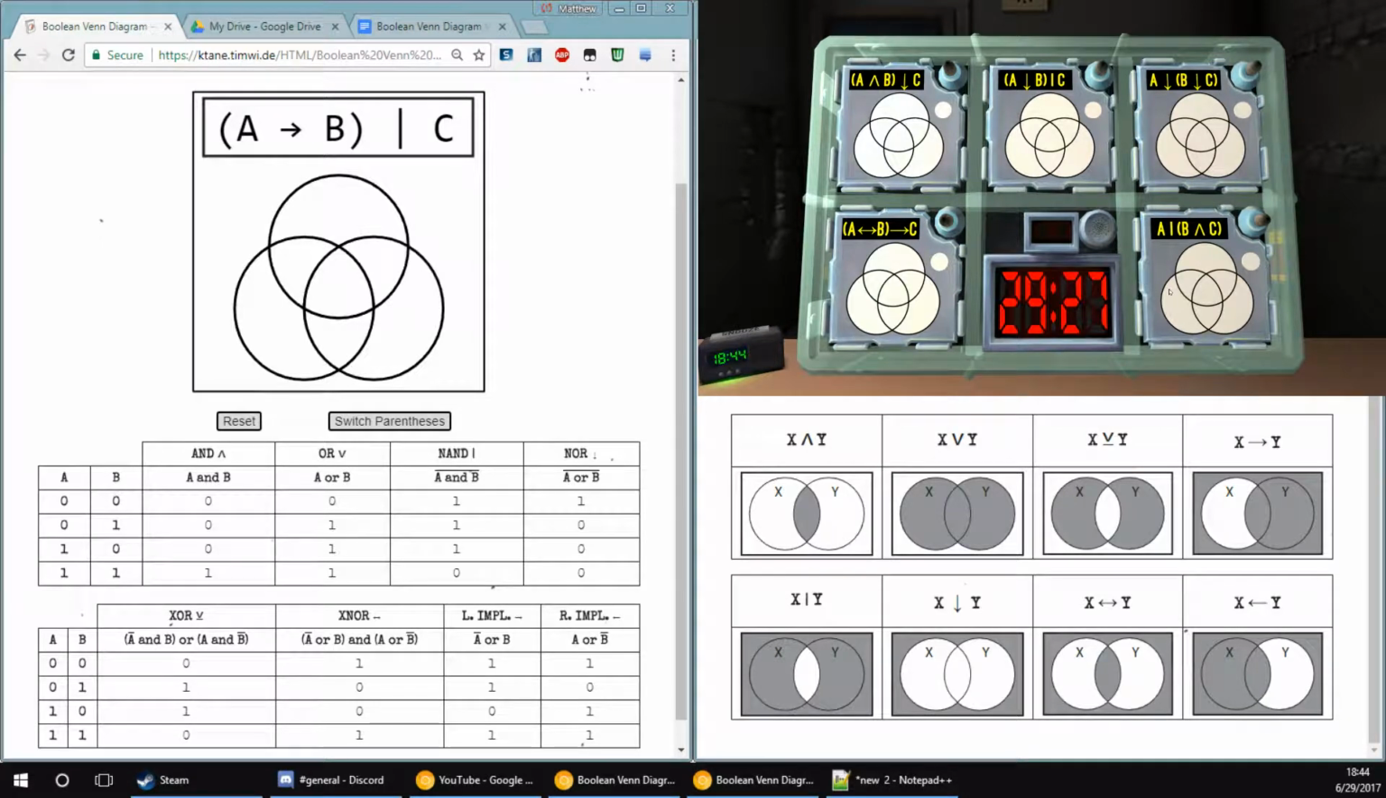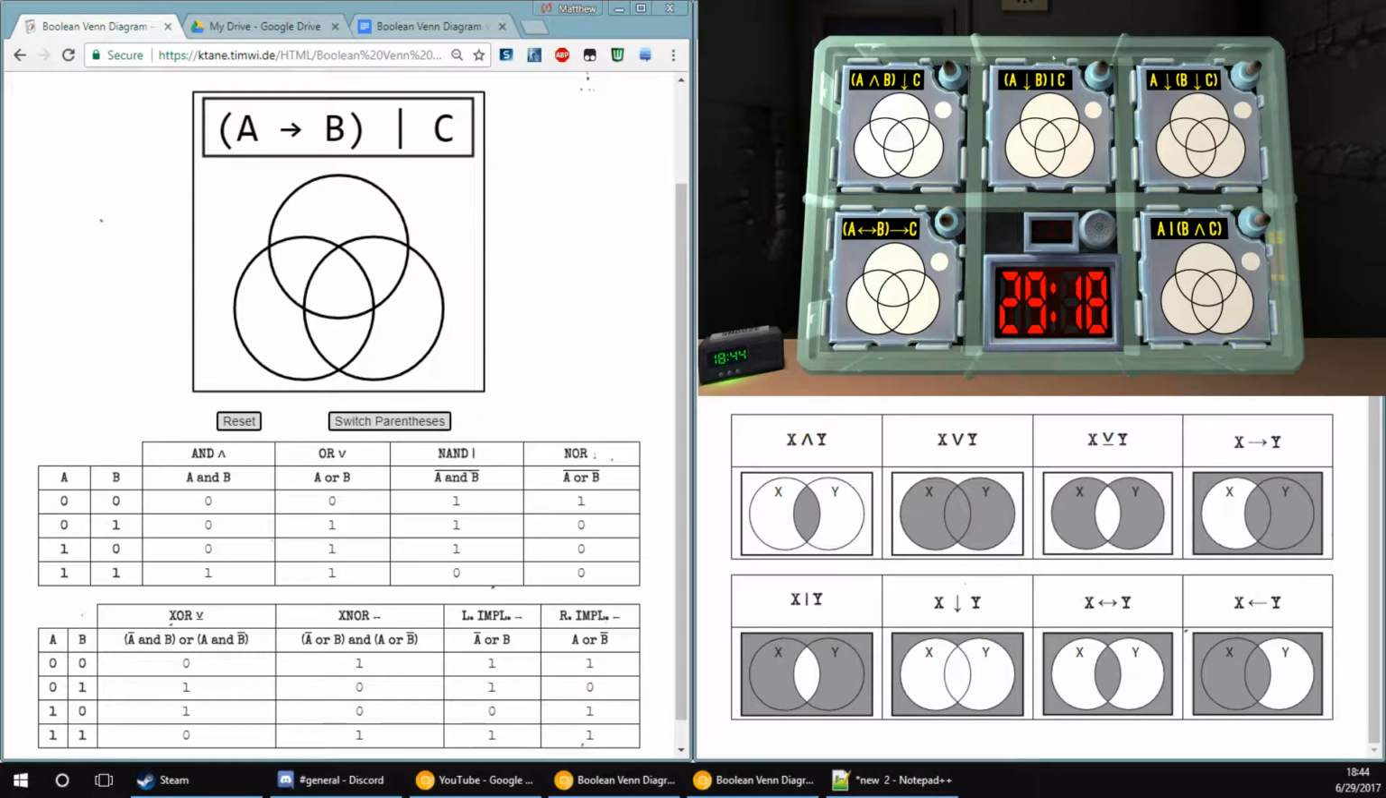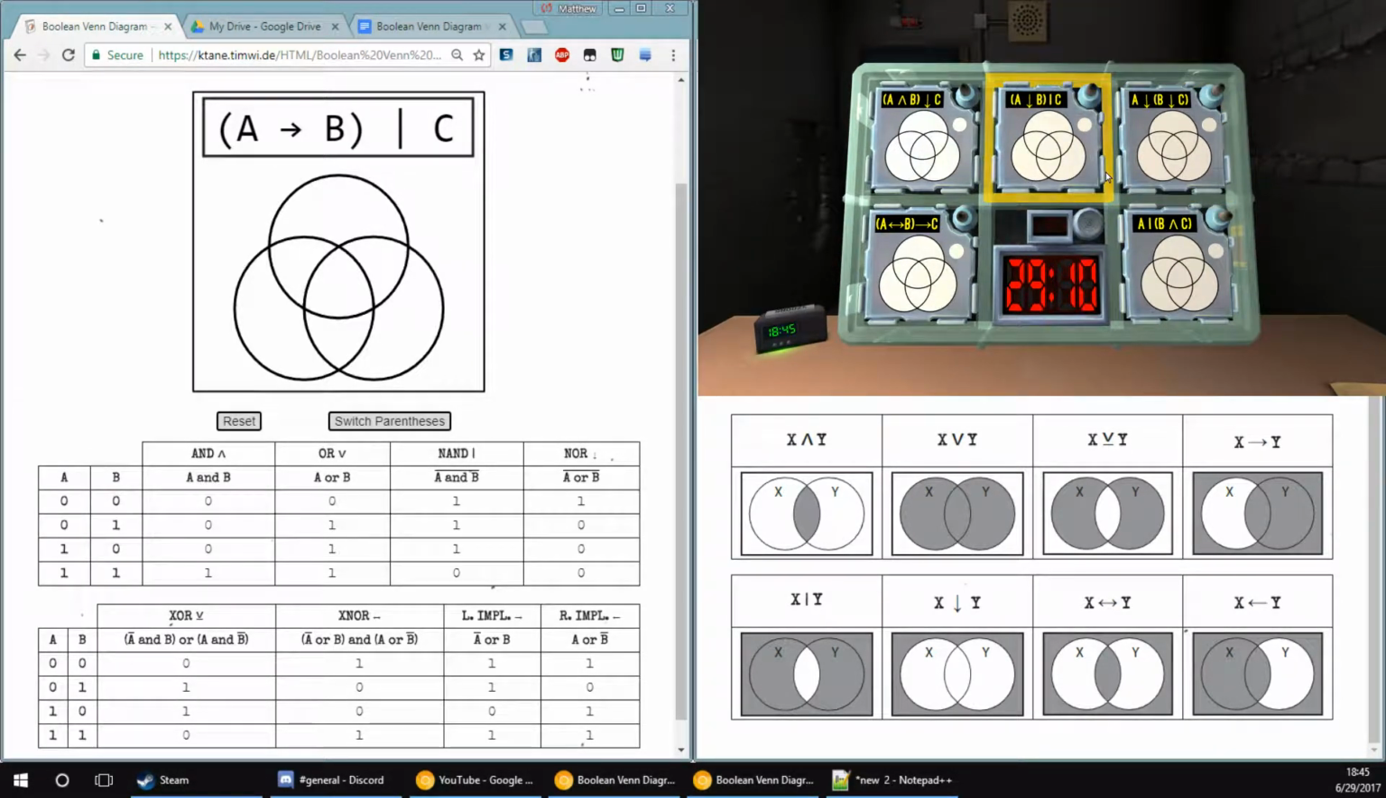Hello. Recently I've gotten a few requests to see how I actually solve Boolean Venn diagrams since I made it. So I'm actually going to make a video on how I personally solve them. So I've loaded up a fresh BOM here, and I'm going to go through each module one by one and explain how I would approach it.